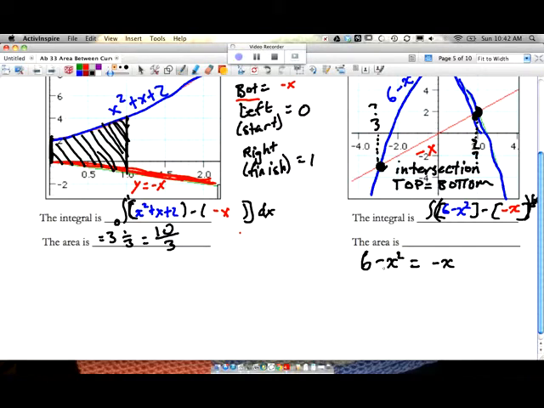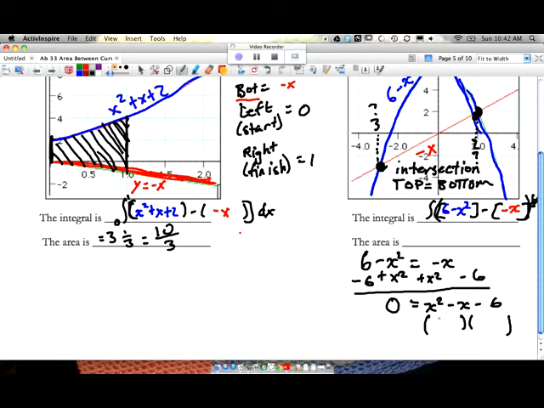I know it's also easier to factor if x squared is positive, so I'm going to move this x squared over to the other side. I'm going to move the 6 then as well. And that would give me x squared minus x minus 6 is equal to 0. Now that's pretty easy to factor.